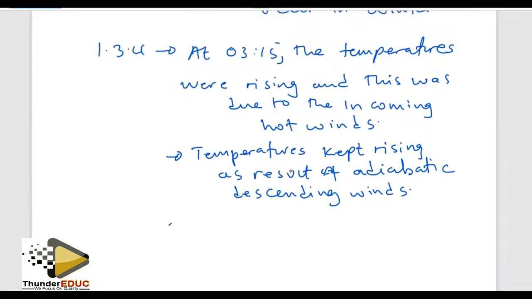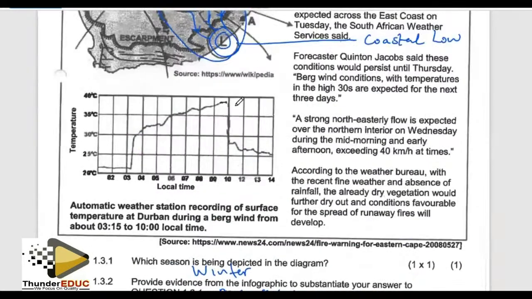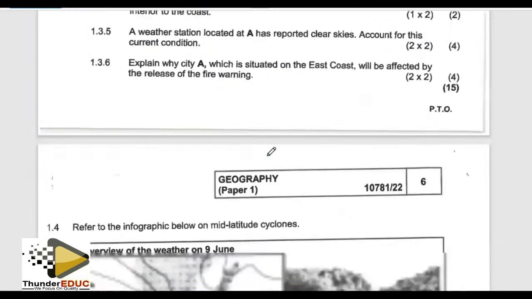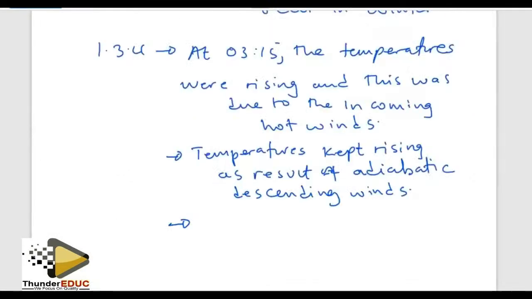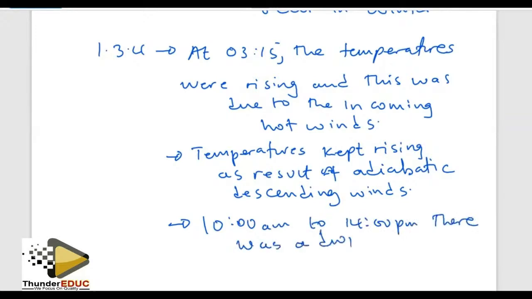Then we say somewhere we see the temperatures dropping. So you can see that again, from this is 10, right? From 10 to 14, there was a sharp decrease in the temperatures. So you could say 10 a.m. to 14 p.m. there was a drop in the temperatures.